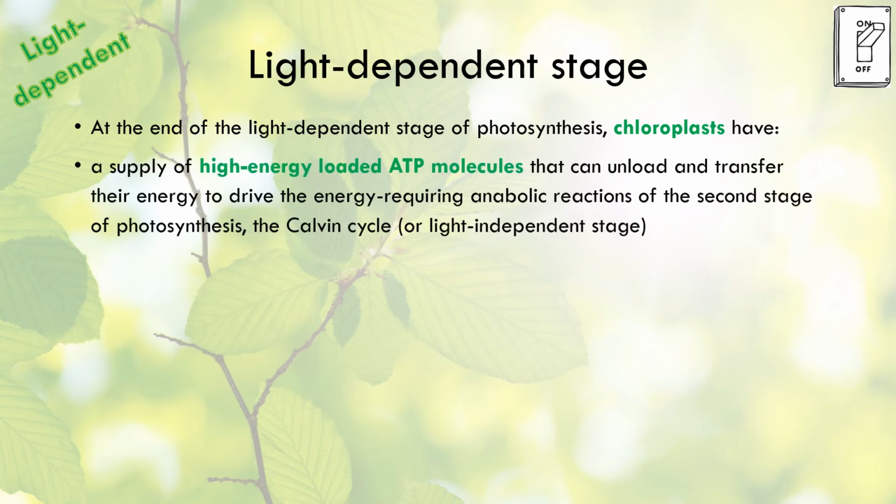All right, our light-dependent stage. At the end of the light-dependent stage of photosynthesis, our chloroplasts have a steady supply of high-energy loaded ATP molecules. They can unload and transfer their energy to drive the energy-requiring anabolic reactions of the second stage, the Calvin cycle. And this is the light-independent stage. So this is where our products of the light-dependent stage now get fed into the light-independent stage.